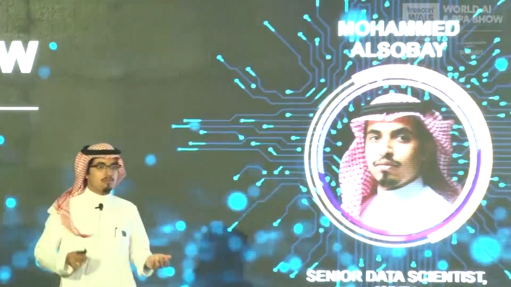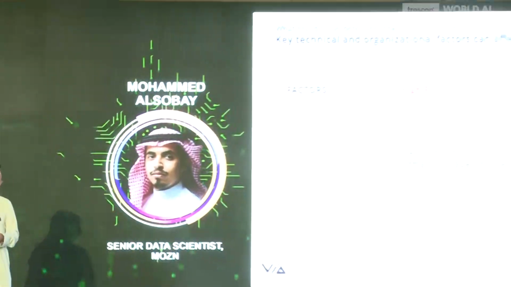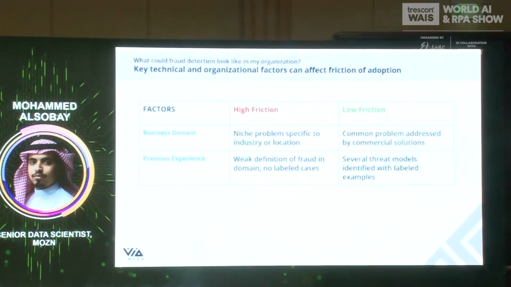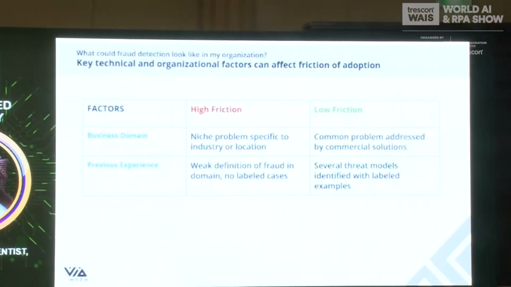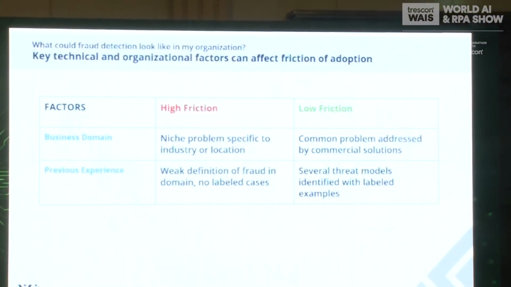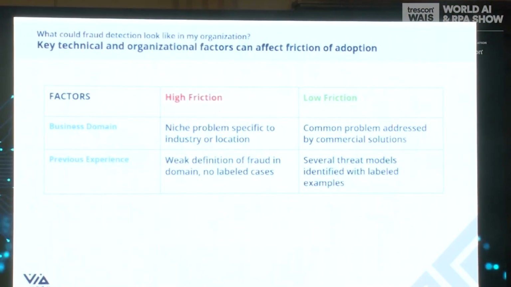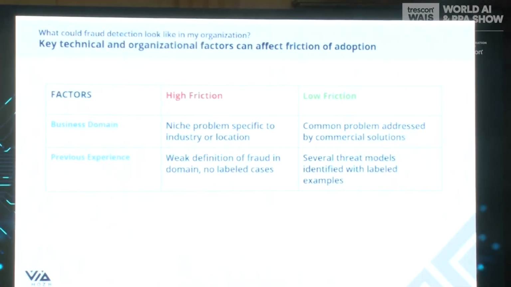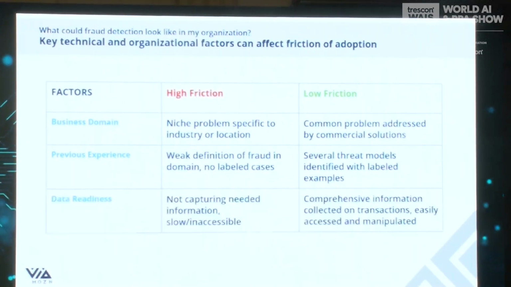The second is previous experience. So if a company has experience identifying fraud and knows what it looks like in their business line, then moving to digital solution becomes significantly easier by virtue of their experience and by virtue of them having labeled data, right? So it becomes a supervised exercise in that case. However, if there's a weak definition of fraud, that means that they likely do not have data as well, which can complicate things a little bit.